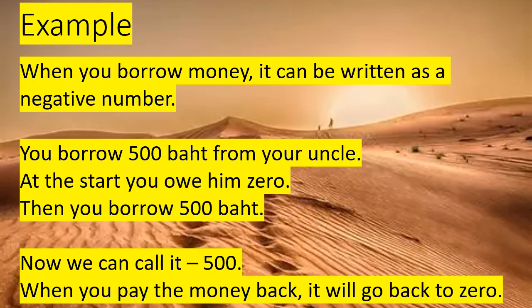Another example, when you borrow money, it can be written as a negative number. So you borrow 500 baht from your uncle. At the start, you owe him 0. Then you borrow 500 baht. Now we can call it minus 500. When you pay the money back, it will go back to 0.